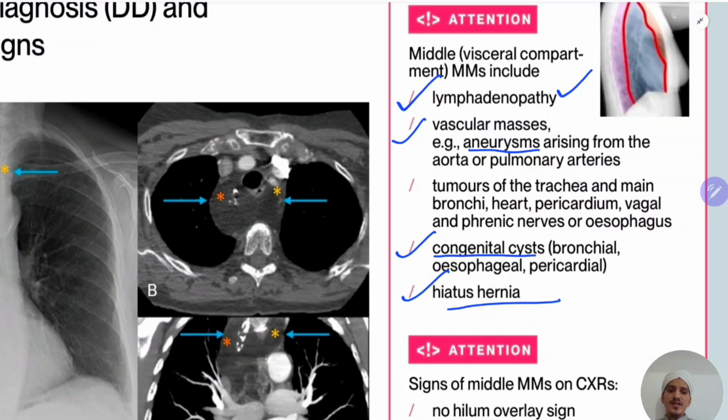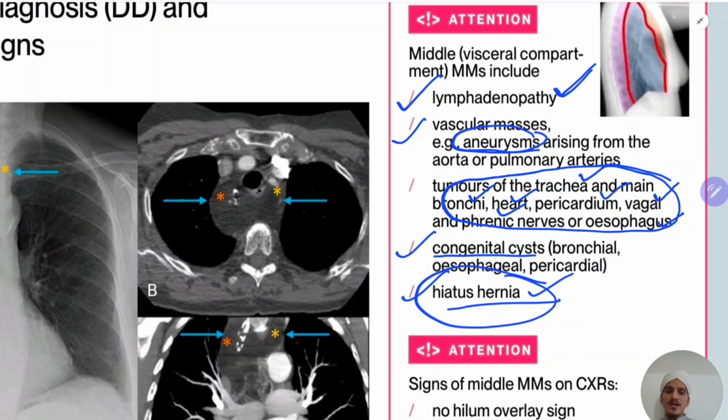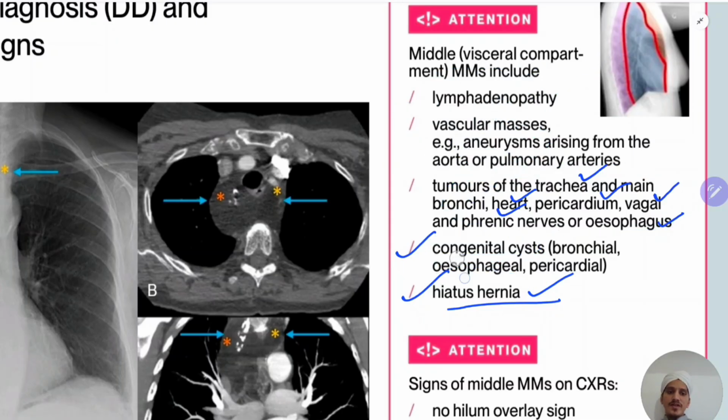What are the visceral structures? It can be from the trachea, tumors of the trachea, or bronchi, or heart, pericardium, vagus nerve, phrenic nerves, or esophagus. So these are all the important visceral structures which are present in the middle mediastinum. Common things are lymphadenopathy, vascular mass like aneurysm, congenital cyst like bronchial, esophageal, pericardial cyst, and hiatus hernia. Okay, so hiatus hernia, lymphadenopathy, aneurysm, and congenital cyst. These are the common differential diagnosis.